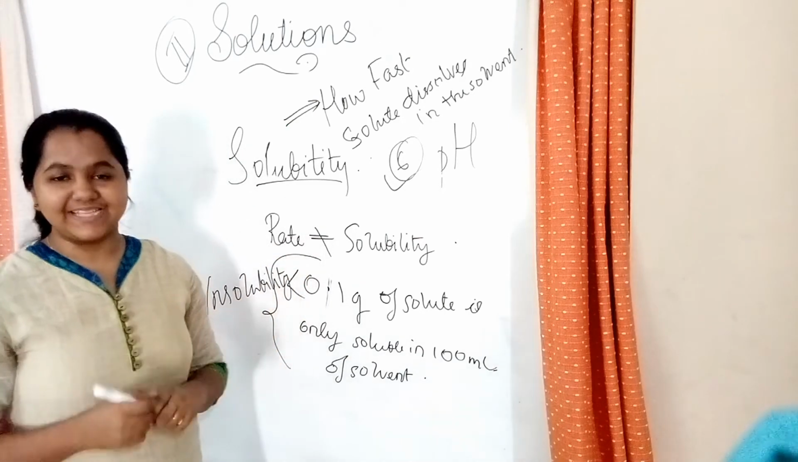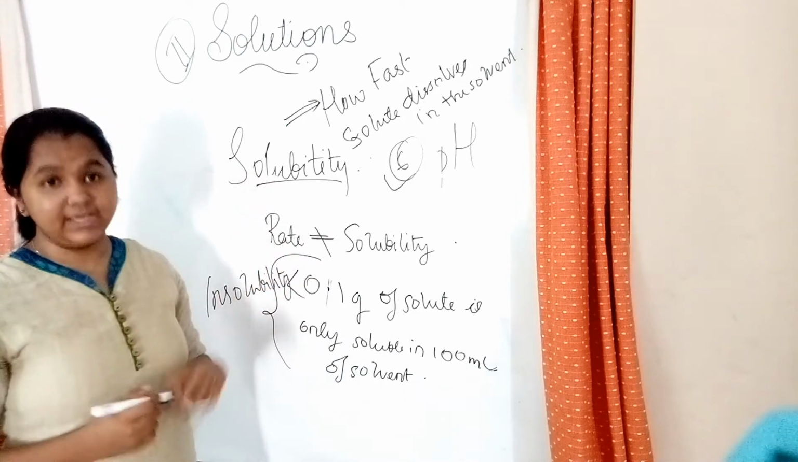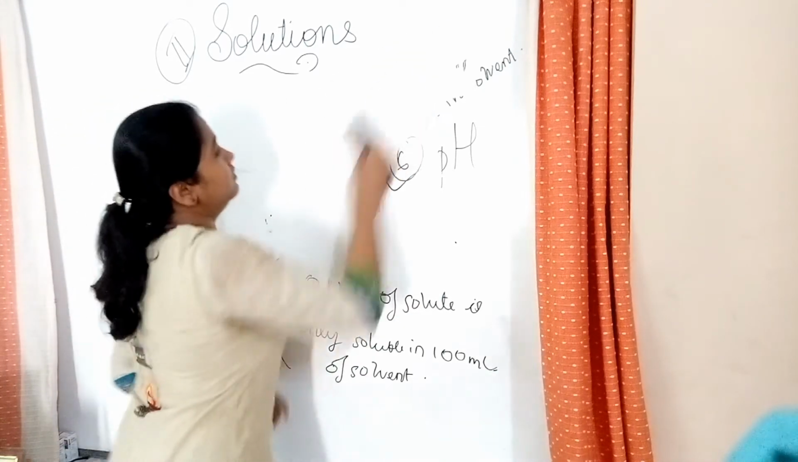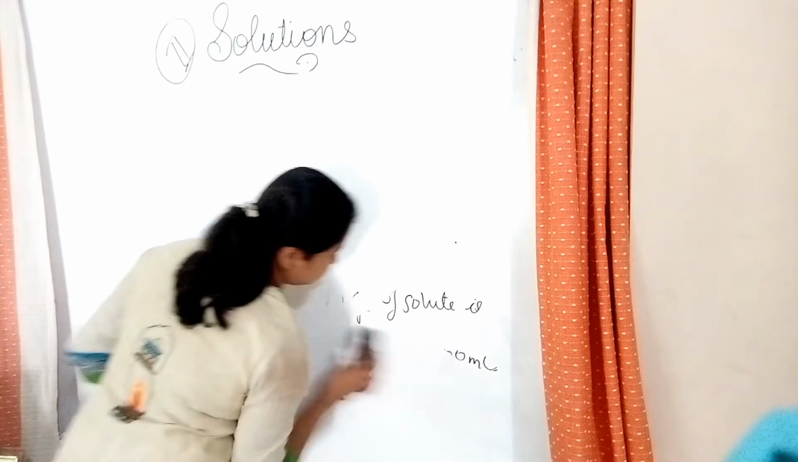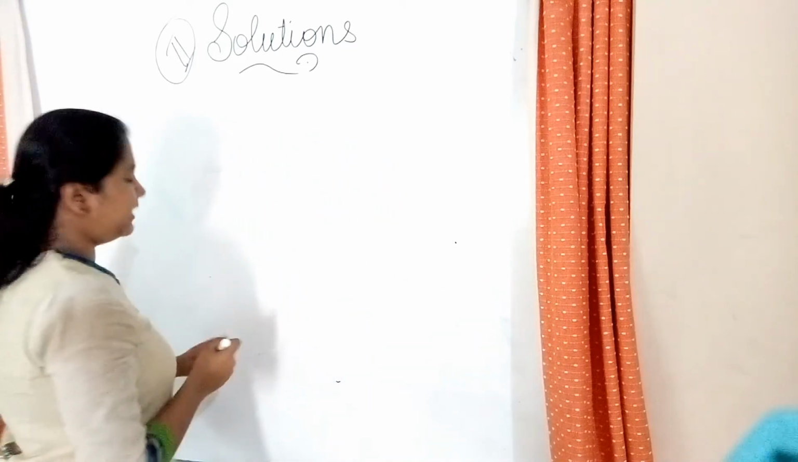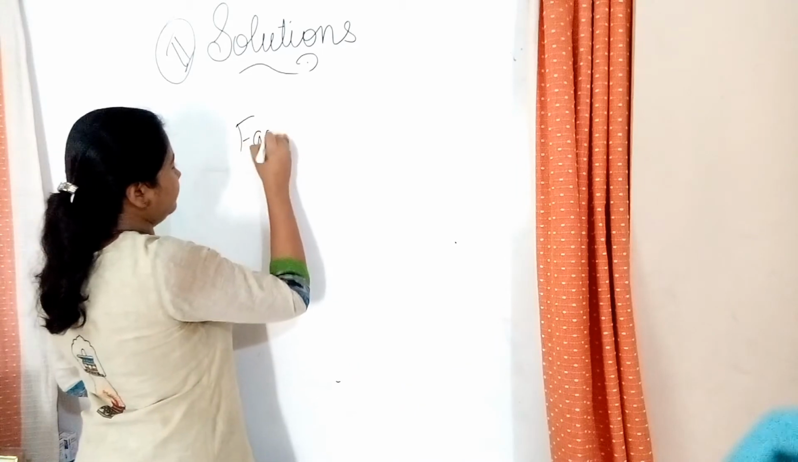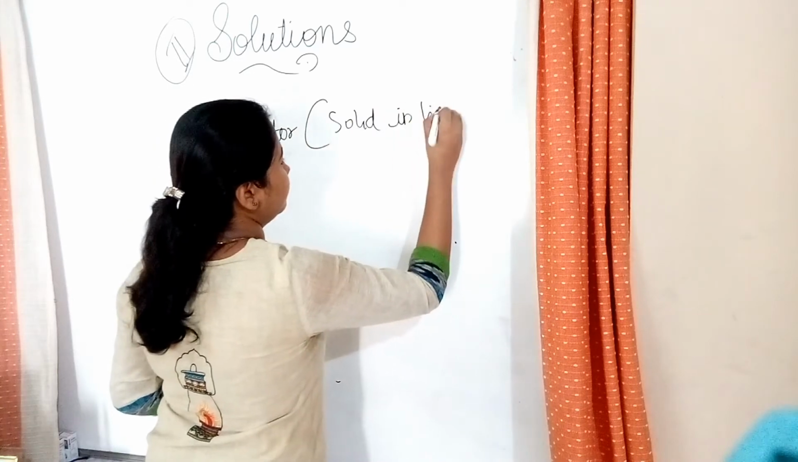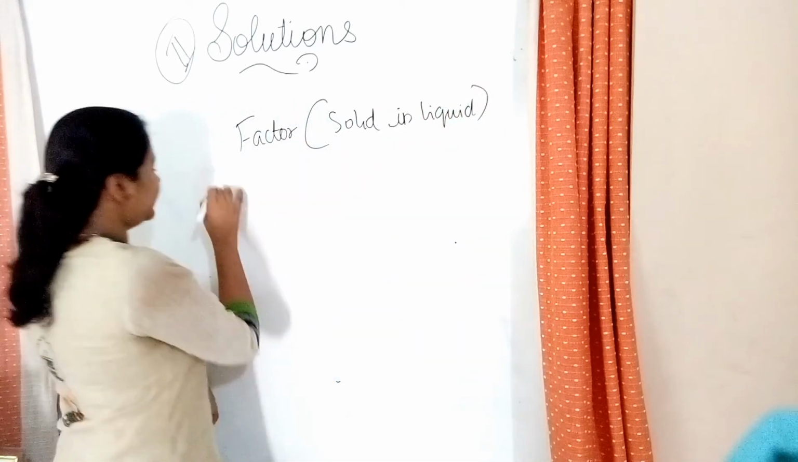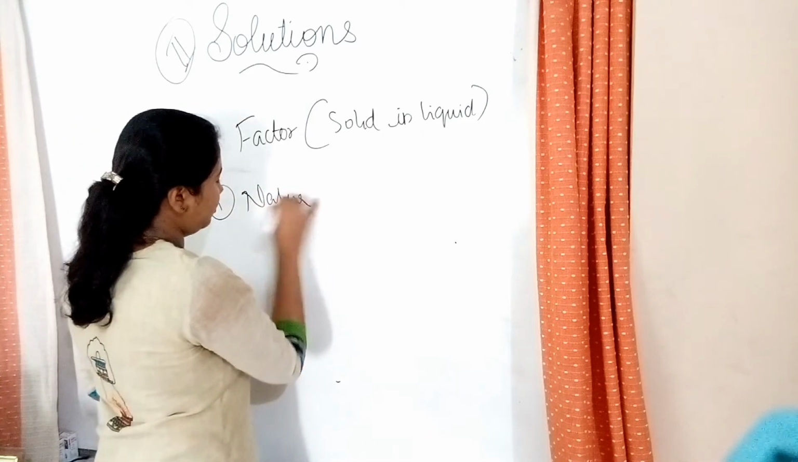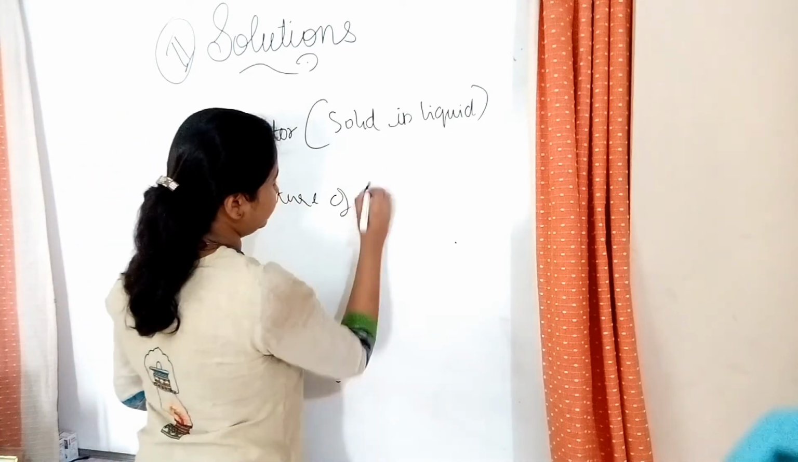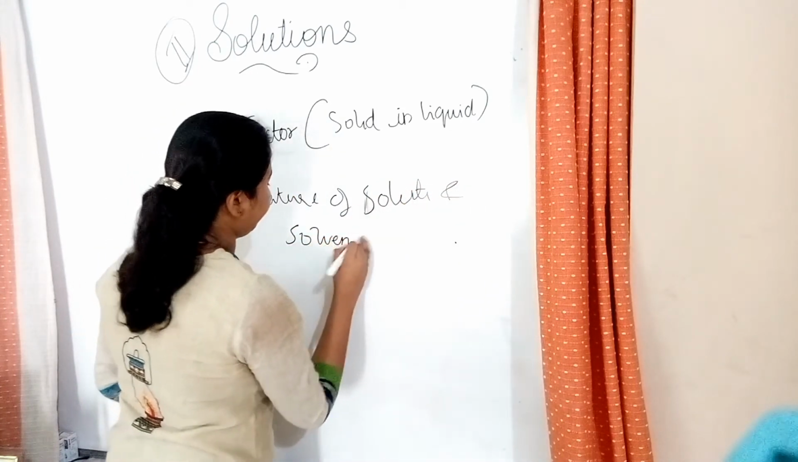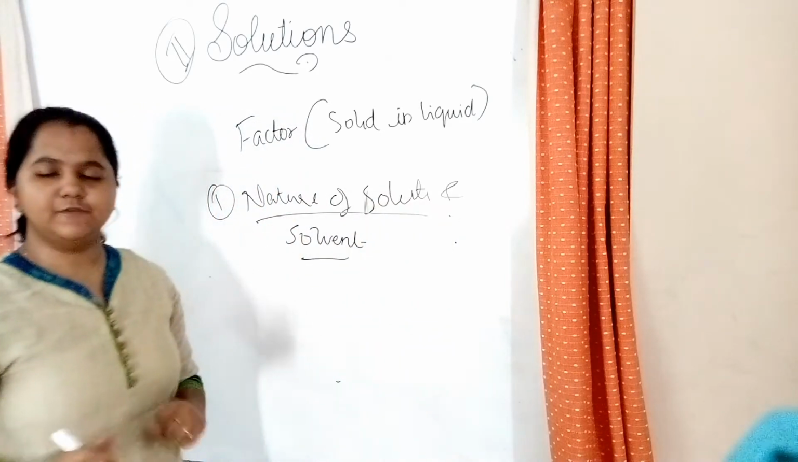Now let's see the factors affecting the solubility of a solid in liquid. The first factor is the nature of solute and solvent. What do you mean by the nature of solute and solvent?